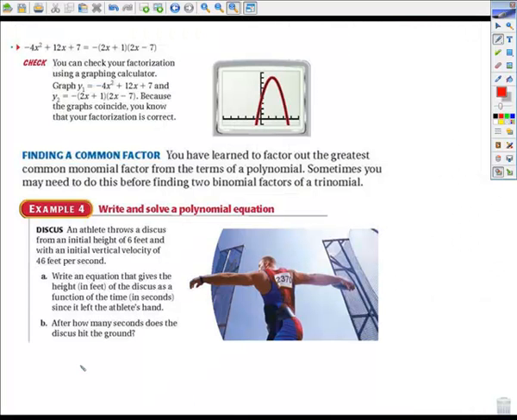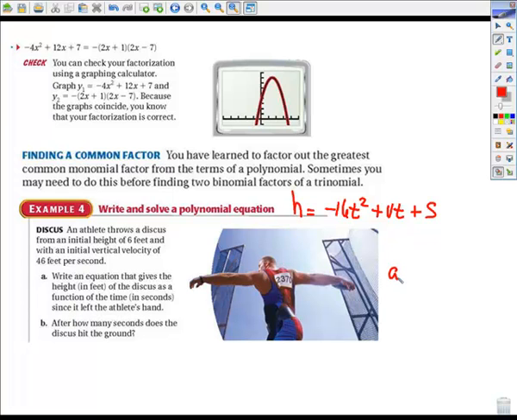All right, I already alluded to finding a common factor. So it says you've learned to factor out the greatest common monomial factor from the terms of a polynomial. Sometimes you might need to do this before finding the two binomial factors for a trinomial. So for example, an athlete throws a discus from an initial height of 6 feet and with an initial vertical velocity of 46 feet per second. Remember that vertical motion model is negative 16t squared plus vt, v is the initial velocity, plus s, and s is the starting height. Here they're asking us to find the equation in part A.